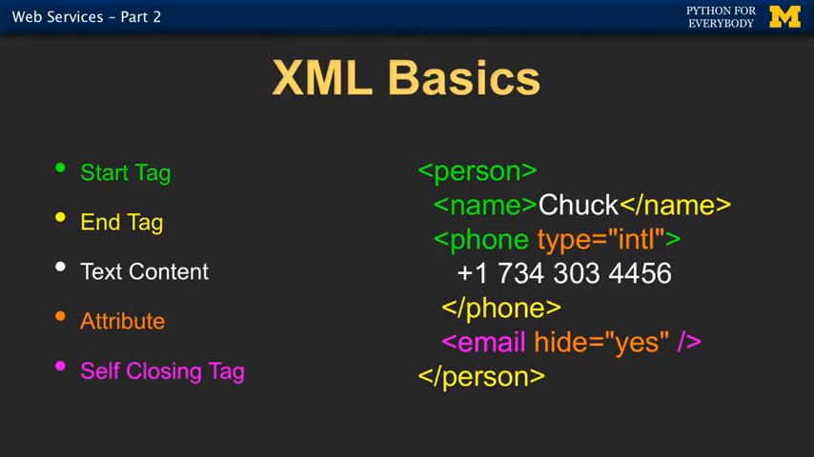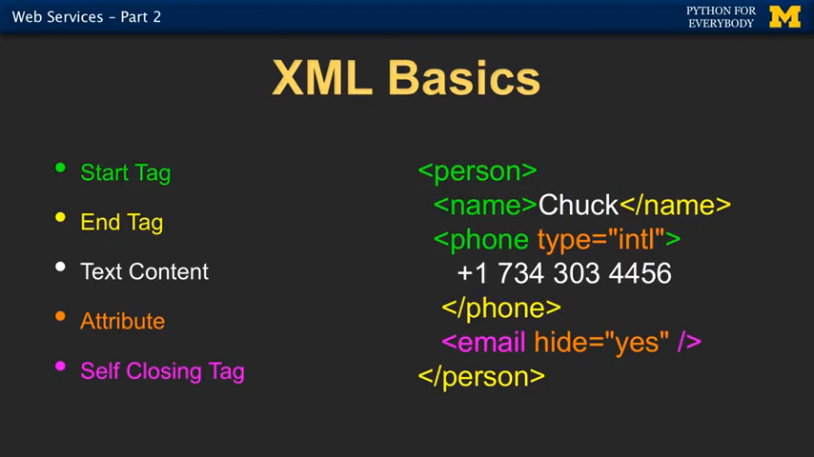Here are the basics of it. It has a start tag and an end tag. Start tag, end tag, start tag, end tag. The end tags are the ones that have the slash. There is textual content, the stuff between the tags. That's just the text, what we call the text nodes.